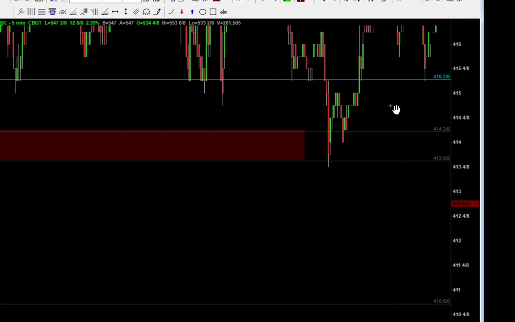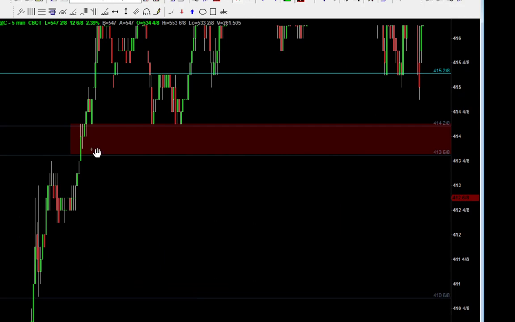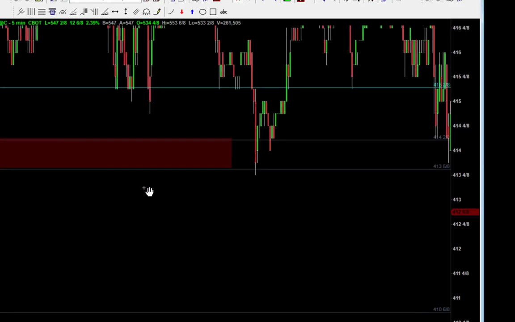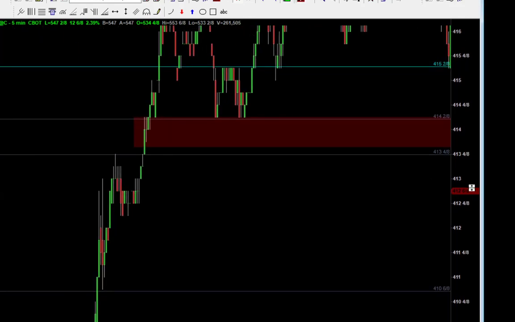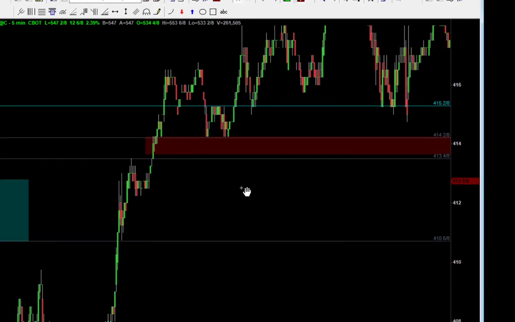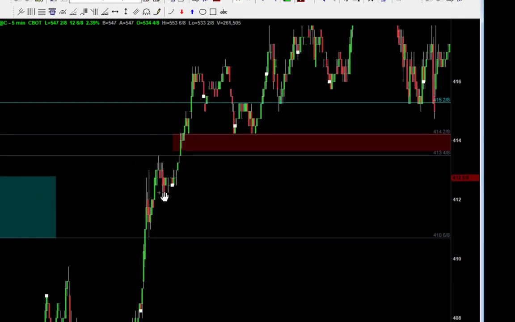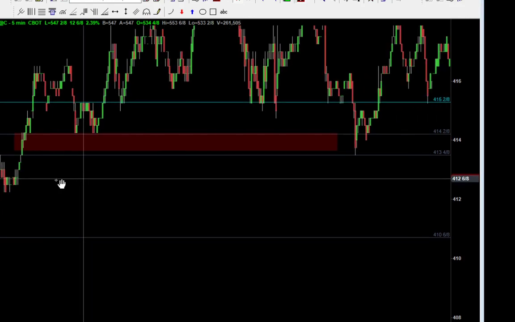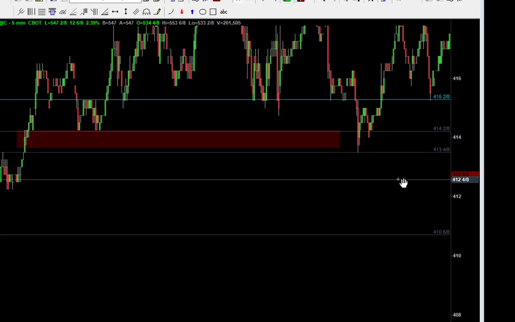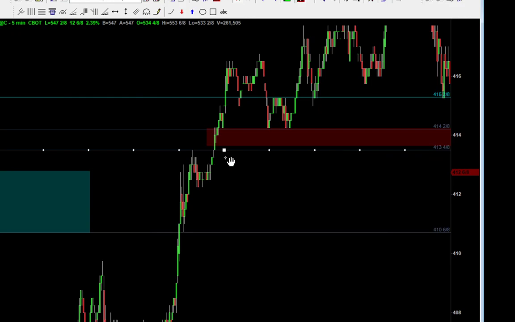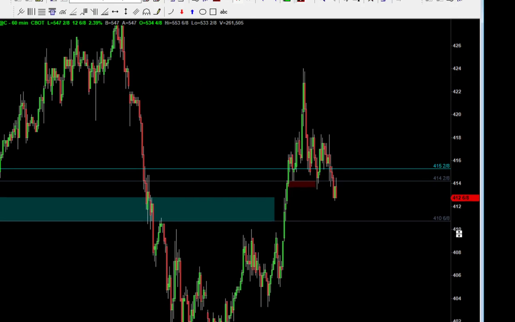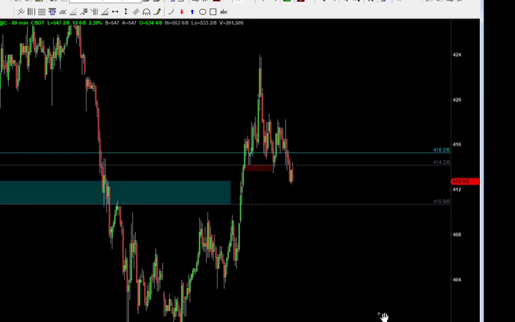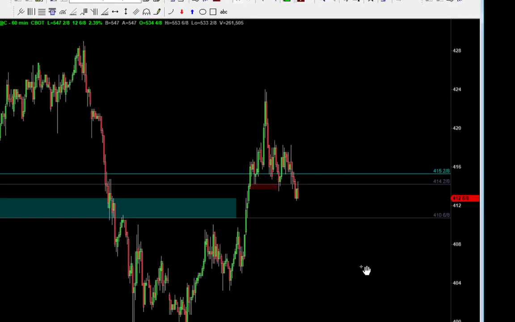Let's go to a 5 minute. Yeah, that should have worked. It did not. It went all the way down to here. The top of this zone, maybe? I don't know. Interesting. Oh, that one didn't work. We're breaking it down to a science, but it's not working right now.